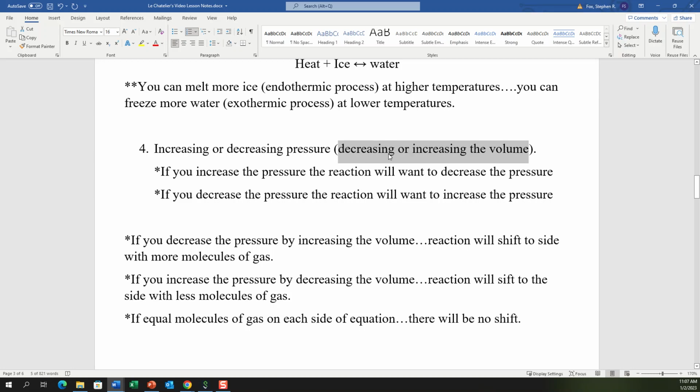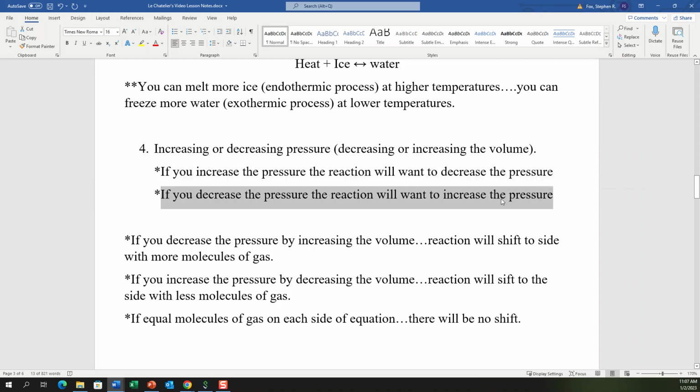But really, how do you decrease the pressure? You increase the volume. So you're going to increase the volume of your reaction container, which you should know decreases the pressure. Or you're going to decrease the volume of your reaction container, and if you decrease the volume, you should understand that increases the pressure. So if you increase the pressure, the reaction will try to decrease the pressure. If you decrease the pressure, the reaction will try to increase the pressure.